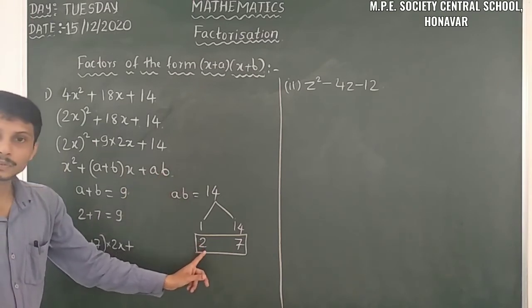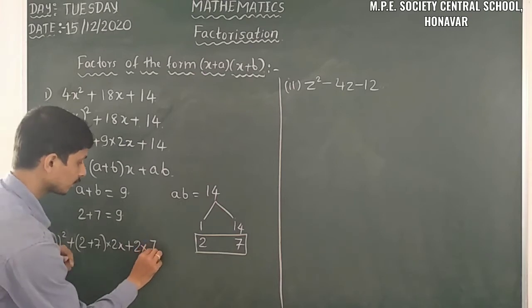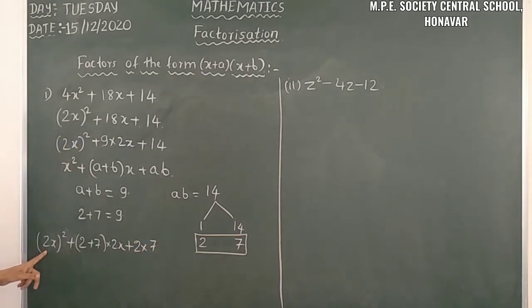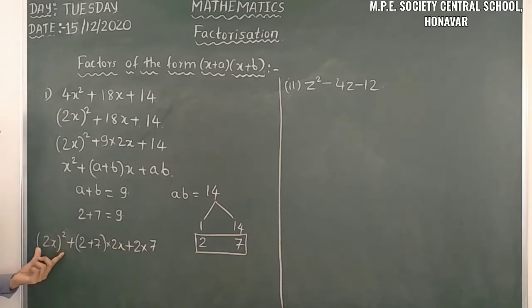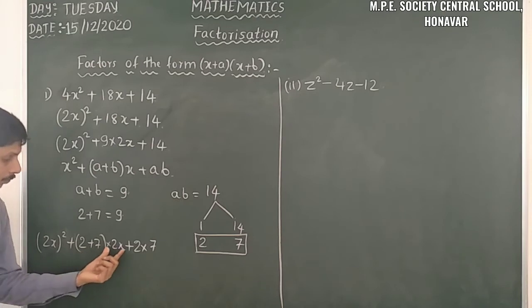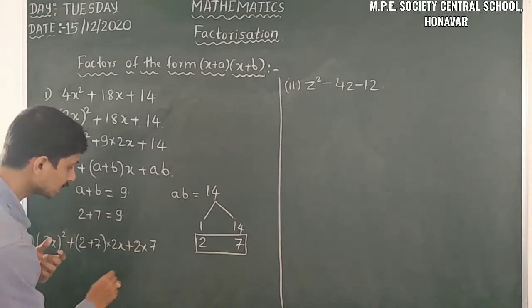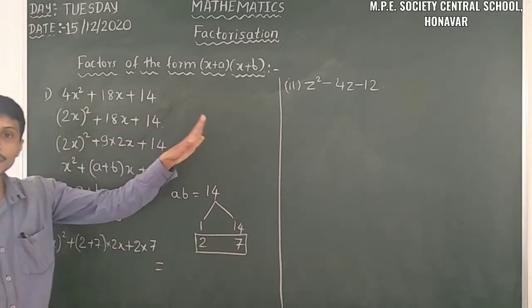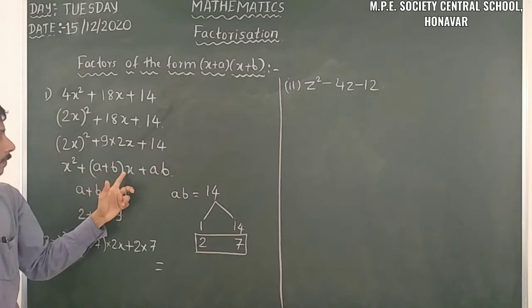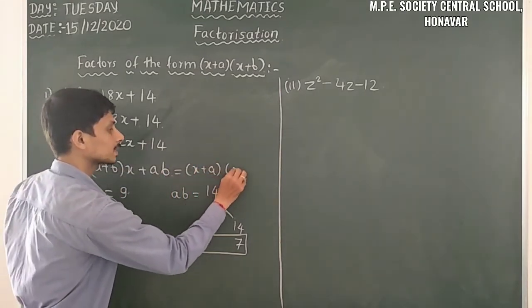So ab means, what's the value of a? It is 2. And what's the value of b? It is 7. Yes. Here we have (2x)^2 + (2 + 7)(2x) + 2 × 7. That is, it is in the form of x^2 + (a + b)x + ab. So then we can easily write it as (x + a)(x + b), because x^2 + (a + b)x + ab is equal to (x + a)(x + b).